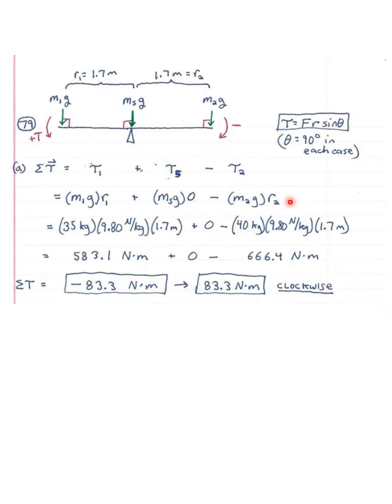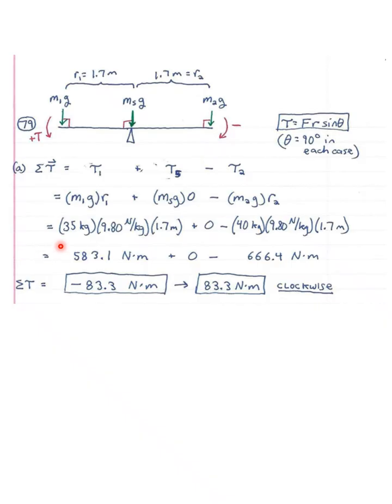And so now we put in the values: 35 kilograms times 9.8 newtons per kilogram times 1.7 meters. The seesaw doesn't add any torque, but I've left that 0 in there. Then minus 40 kilograms times 9.8 times 1.7 meters. You can see in this line, I found the torque, the contribution of each part of this system.